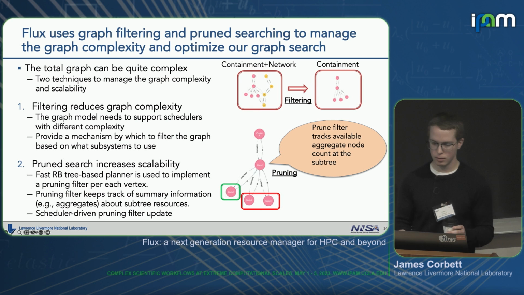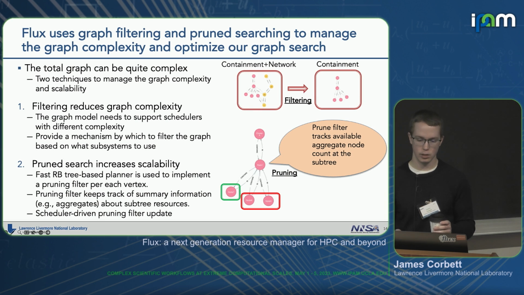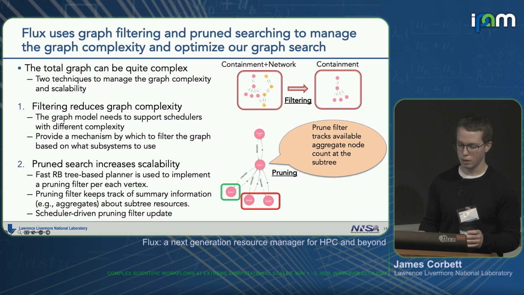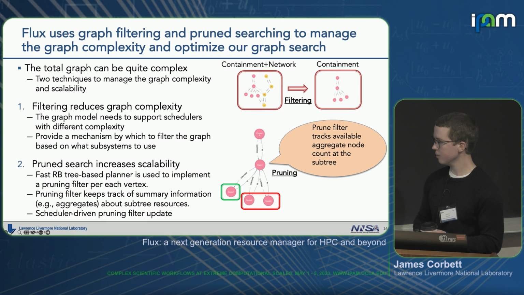And by contrast, pruning does not reduce complexity, but instead increases scalability. A fast red-black tree-based planner is used to implement a pruning filter for each vertex. That filter keeps track of summary information like aggregates about subtree resources.